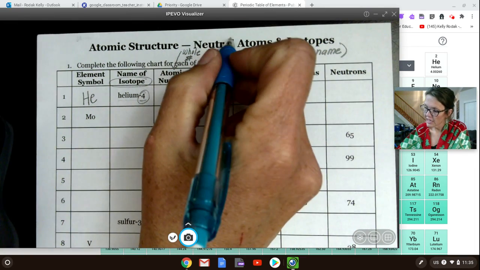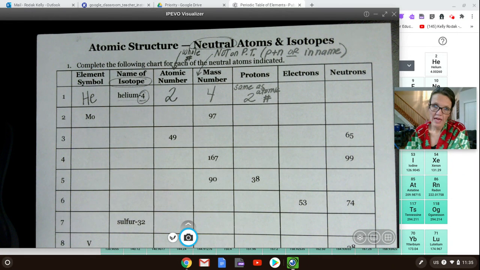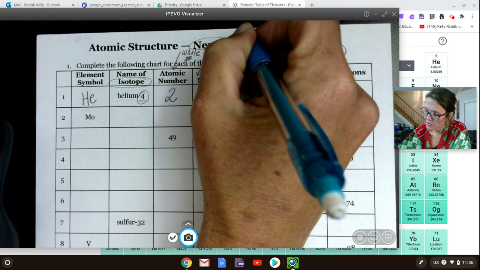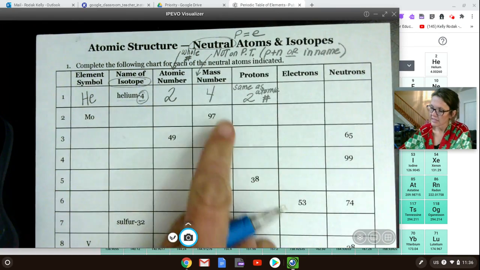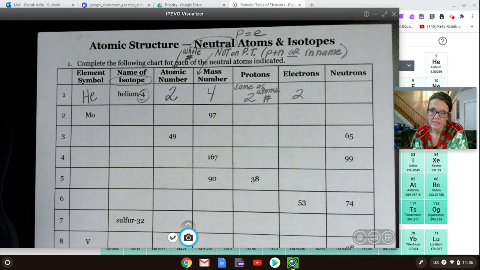We are talking about neutral atoms in this activity. And so a neutral atom means that the positives are going to equal the negatives. So since they're neutral, we know that the protons are going to equal the electrons. So if there are 2 protons, then there are 2 electrons.